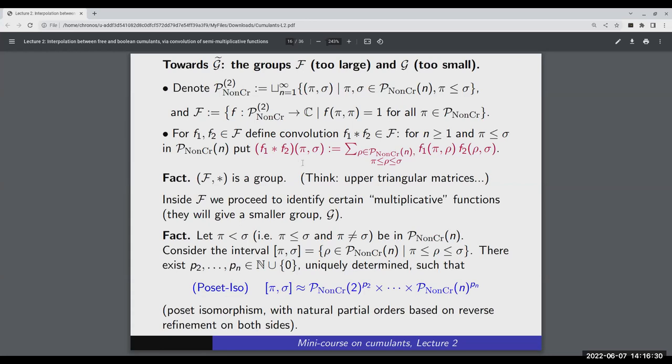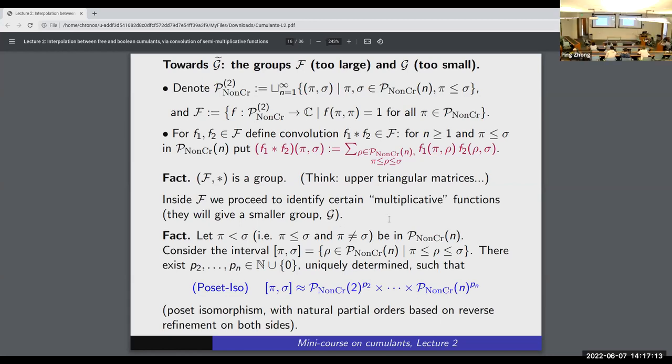Namely, if you want to evaluate the convolution at pi, sigma, you look at all the intermediate rho and you do f1 of pi, rho times f2 of rho, sigma. It's like matrix multiplication. In fact, this is about matrices: the condition that pi is less than sigma means these functions can be viewed as upper triangular matrices, and I ask that they have ones on the diagonal, so that's why this is going to be a group. This is the framework of convolution in a lattice, which for us is the collection of all lattices of non-crossing partitions.